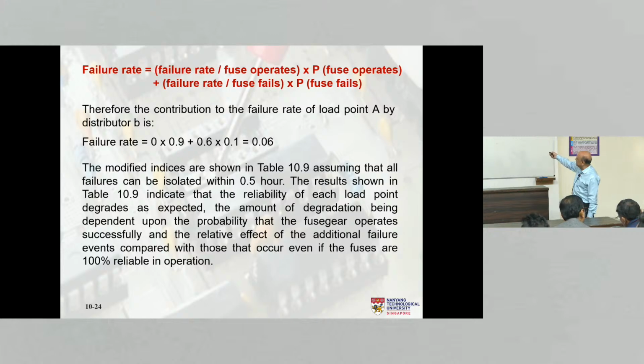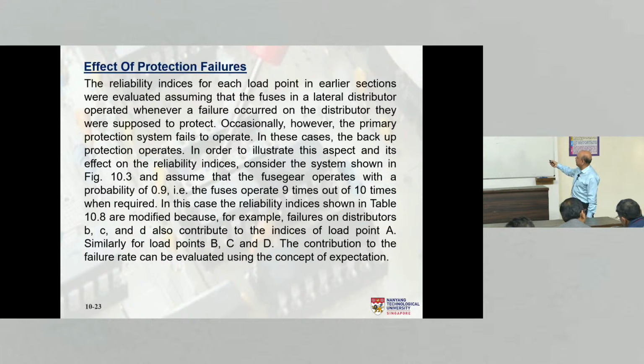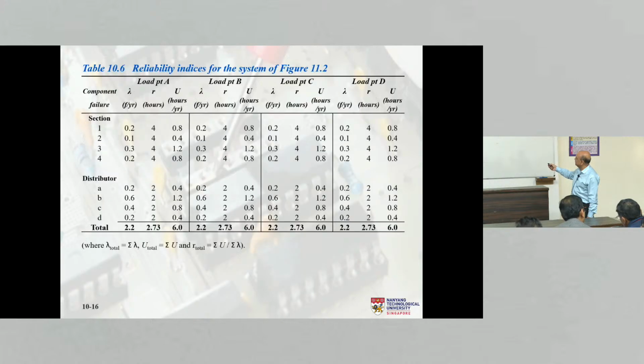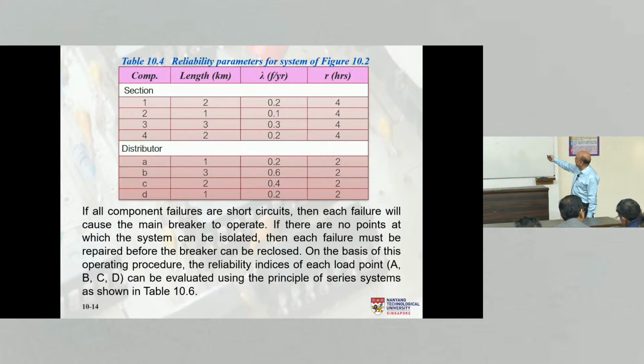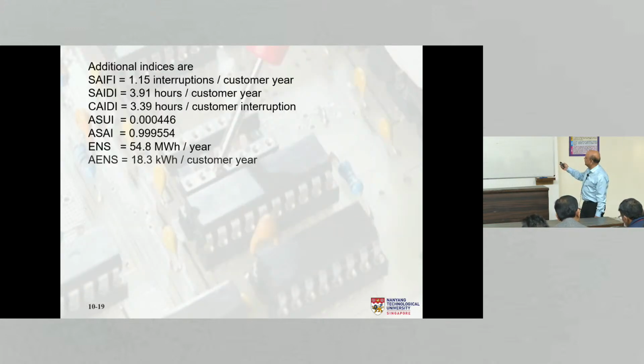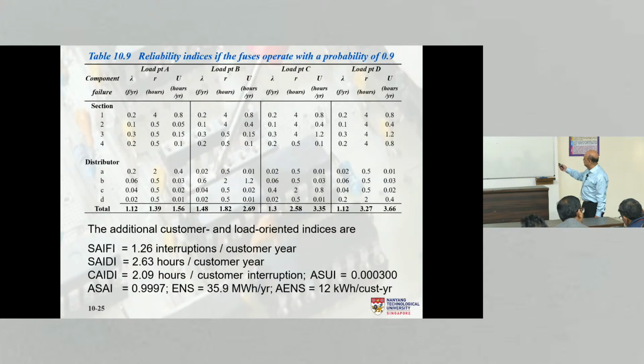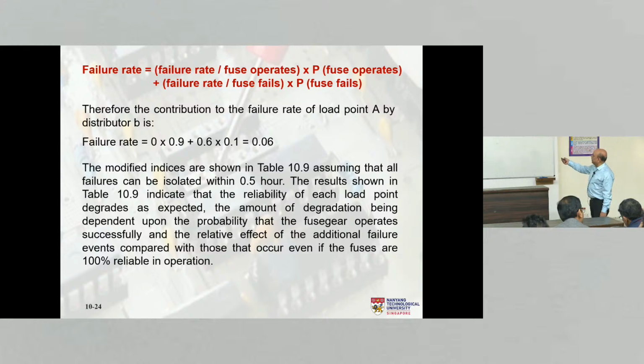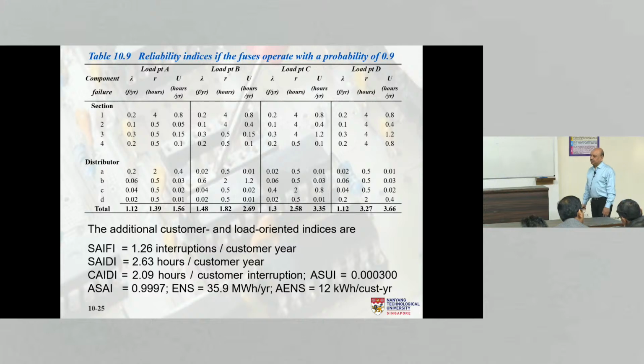And the failure rate when the fuse fails, multiplied by the probability of fuse fails. Probability of fuse failure is 0.1. Failure rate given that the fuse fails, the contribution to load point A by distributor B. So let's go back to the data of distributor B. Yeah, distributor B, you see here, the failure rate is 0.6. So that particular distributor has a fuse, and now because the fuse may not operate whenever it is called upon to operate, this lambda needs to be modified. The failure rate is no longer 0.6. Yeah, it becomes different. So that's what we have done using this conditional probability. Yeah, so 0.6 times the probability that the fuse fails. So we get 0.06.